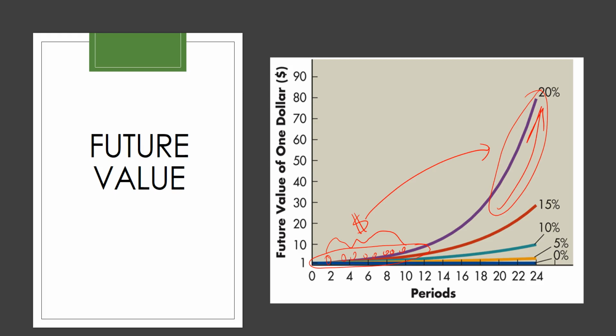So here is what $1 invested for 24 years at different rates looks like. If we earn 20%, we'd have roughly $80. If we had invested it at 15%, we'd have $25, $30. At 10%, it'd be about $10. At 5%, about $5. And at 0%, it wouldn't have grown at all. So you can see how that interest rate is very important as well.